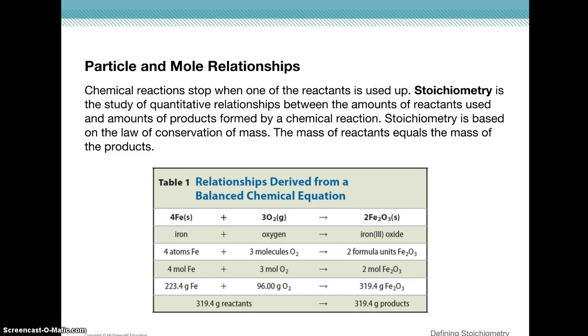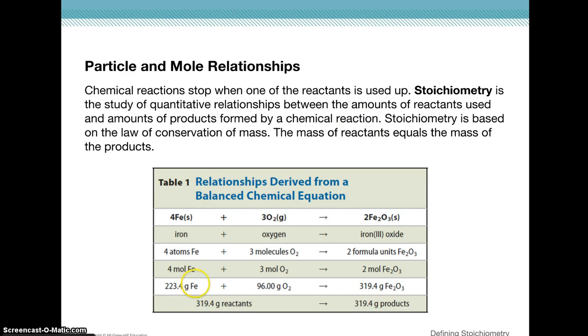And it's all based on the law of conservation of mass, where the mass of the reactants equals the mass of the products. So when a chemical reaction happens, we never gain mass, we never lose mass. The atoms are just rearranged. So the mass of the reactants will always equal the mass of the products.